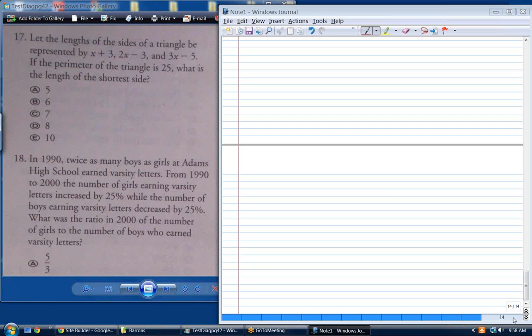So this one I assume I would solve algebraically. Yeah, I think that's probably the easiest thing to do. So x plus 3 plus 2x minus 3 plus 3x minus 5 equals 25. So that simplifies to 6x equals 30, x equals 5.